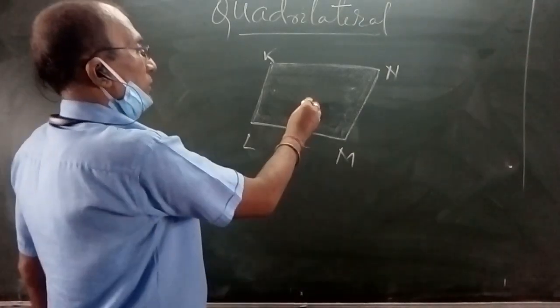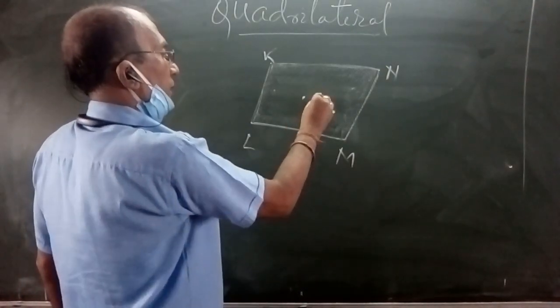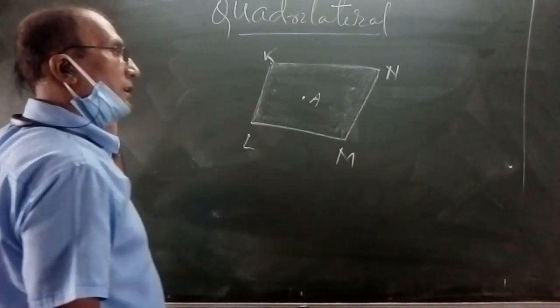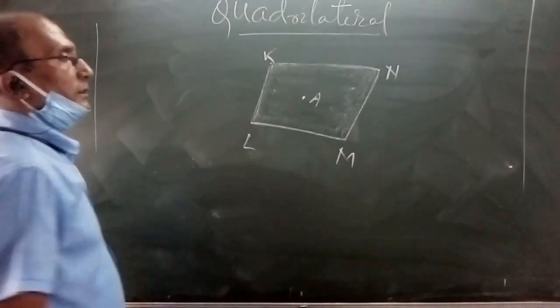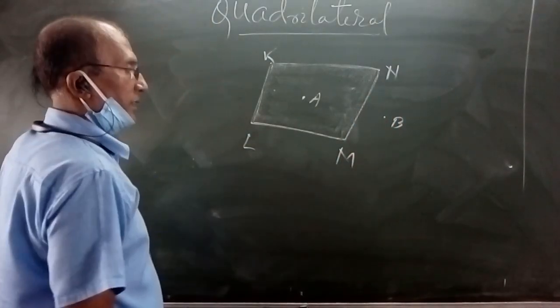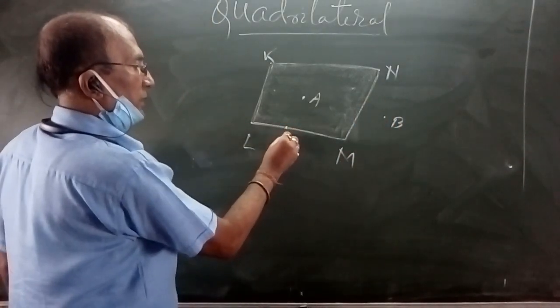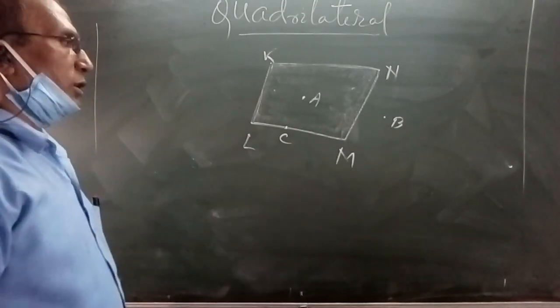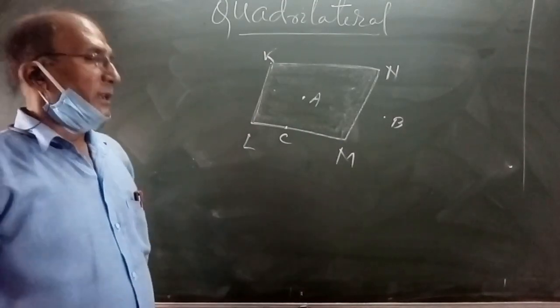If point A is interior of the quadrilateral, point B is exterior of the quadrilateral, and point C is on the boundary of the quadrilateral.